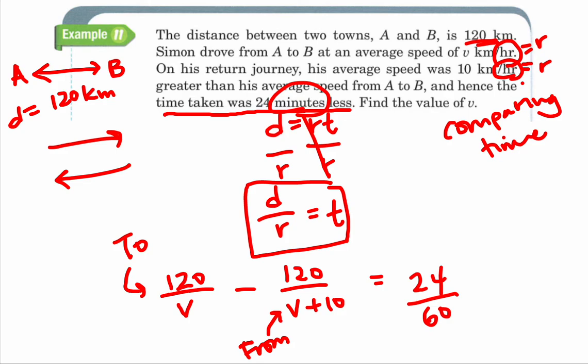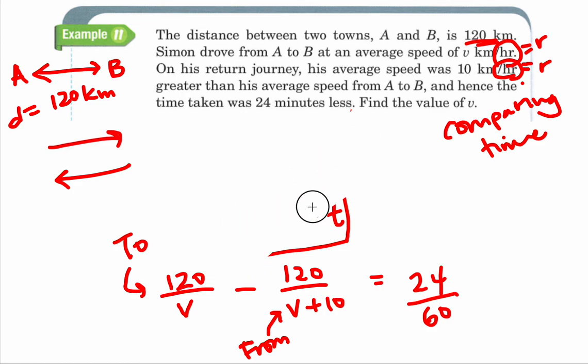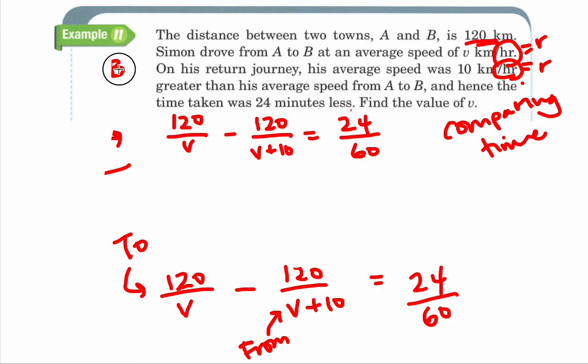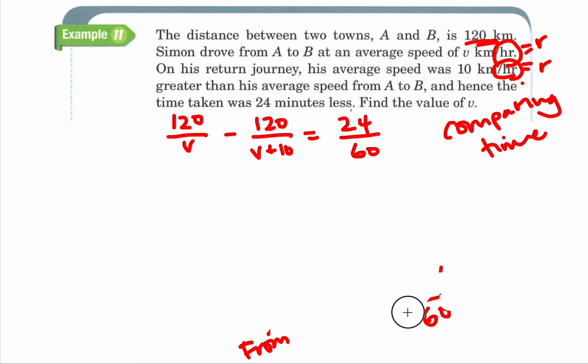Okay? So I'm actually going to now rewrite this equation up on top so I have some room. 120 divided by V minus 120 divided by V plus 10 equals 24 over 60. Okay? And remember, our goal now that we have our equation is to get rid of our denominators so that we have it as just a normal equation that we would work with.